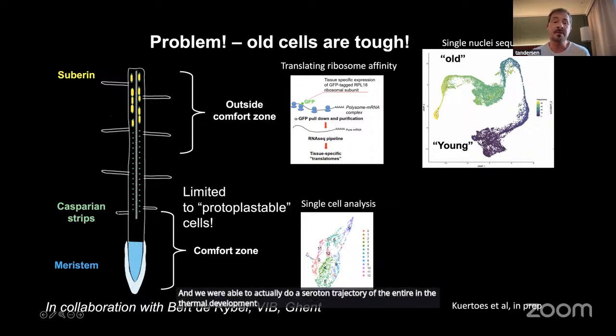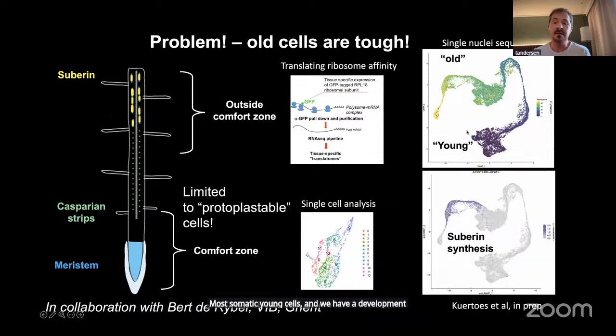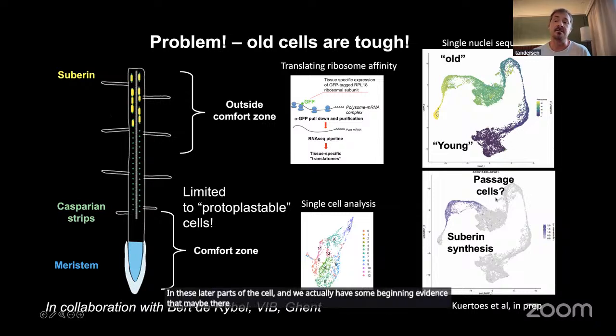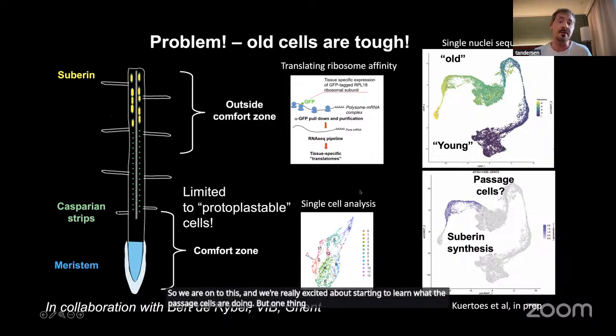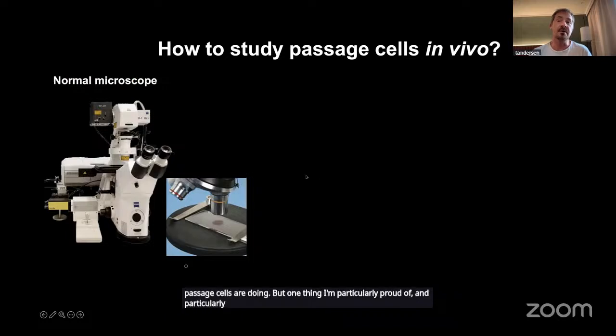So we have down here meristematic young cells, and we have a developmental gradient onto old cells. We can see genes related to suberin synthesis coming up in these later parts of the cell, and we actually have some beginning evidence that maybe there are some other trajectories in this that could potentially be passage cells. So we are onto this, and we're really excited about starting to learn what the passage cells are doing. But one thing I'm particularly proud of and particularly interested in showing you is how we study passage cells in vivo.